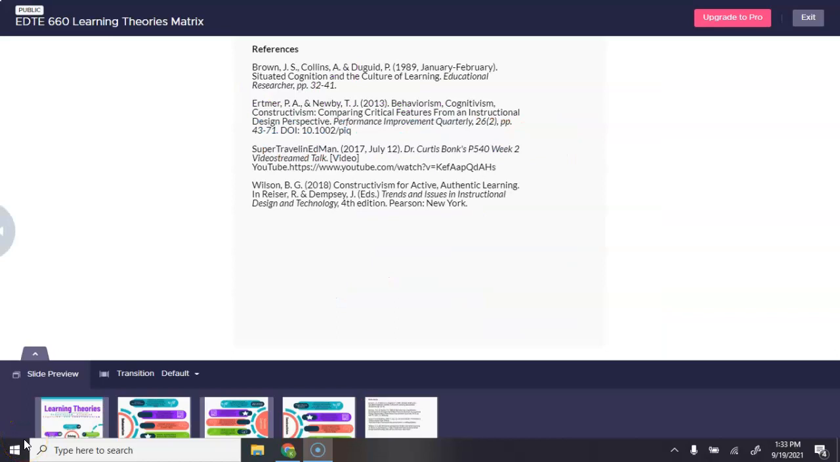The following resources were used for completion of the graphic organizer: Learning Theories, Behaviorism, Situated Cognition, and Constructivism by Kelly Douglas.